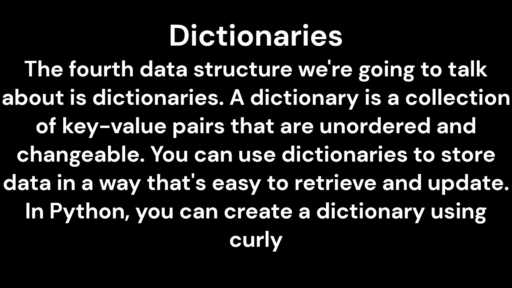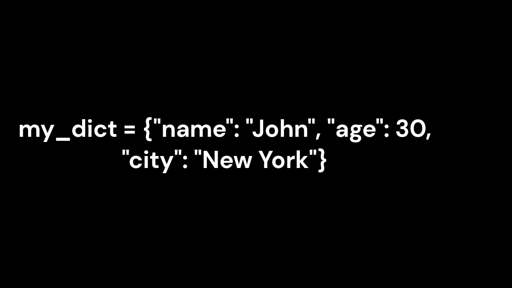Dictionaries. The fourth data structure we are going to talk about is dictionaries. A dictionary is a collection of key-value pairs that are unordered and changeable. You can use dictionaries to store data in a way that's easy to retrieve and update. In Python, you can create a dictionary using curly braces and colons, like this. my_dict = {"name": "John", "age": 30, "city": "New York"}.